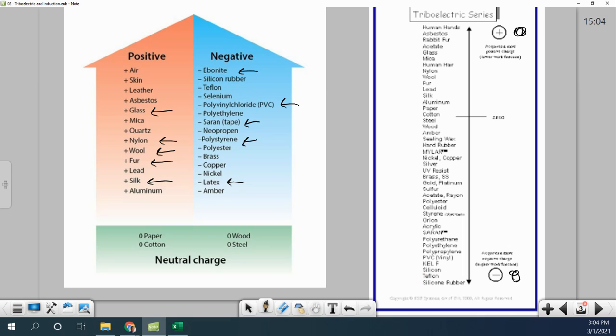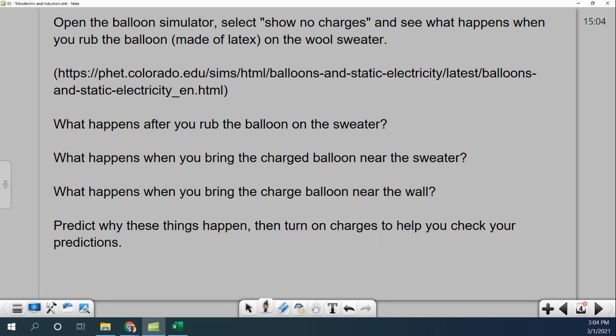So they'll all give you kind of the big ones. You're going to see glass and wool and fur and lead on pretty much all of these things. But some of them will have more detail than others. Not a big deal which one you look at.